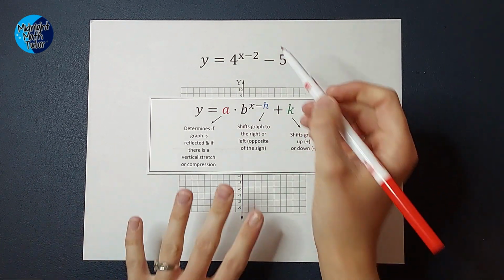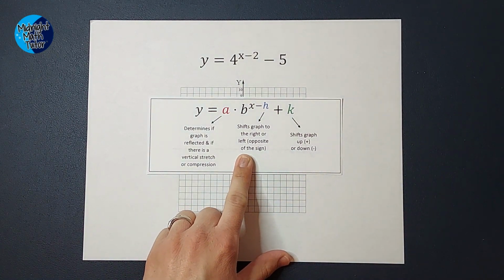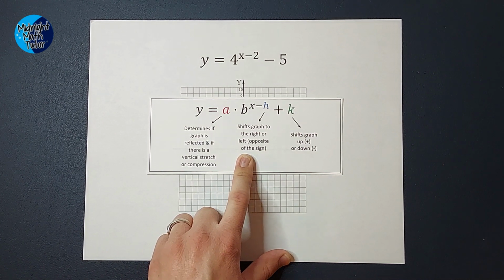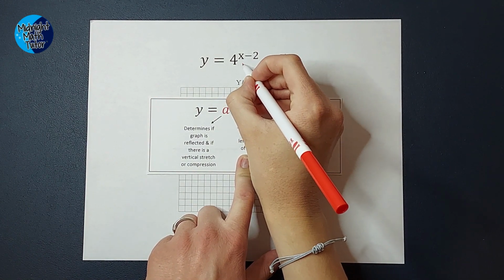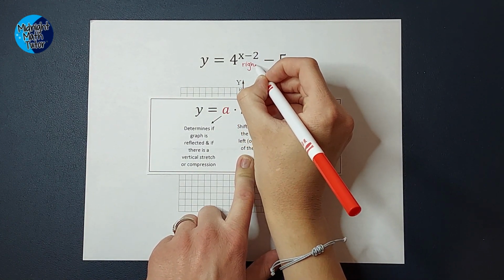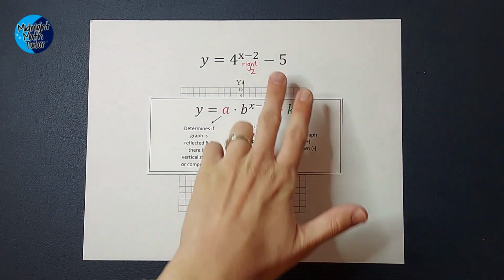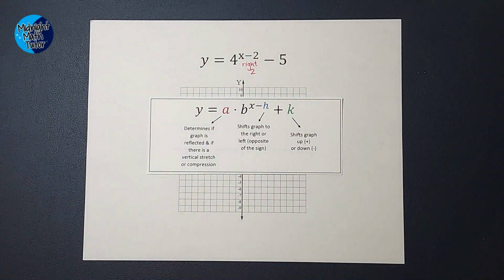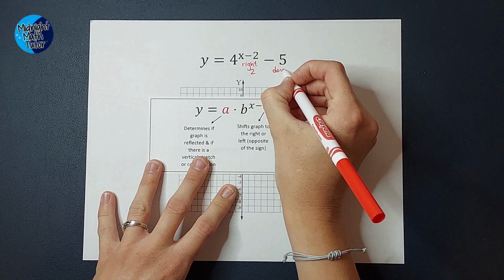the parent graph, right? So this number here, this -2, tells me how far my graph shifts to the right or left, and we go opposite of the sign, right? So -2 usually makes me think to the left, but we're going to do opposite, so we are going to go to the right 2, okay? After we figure out that parent graph. Now this -5 on the back tells me how far my graph is going to shift up or down. We stick with the sign, so that means we are going to go down 5.